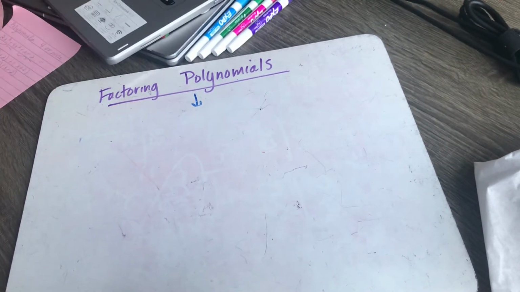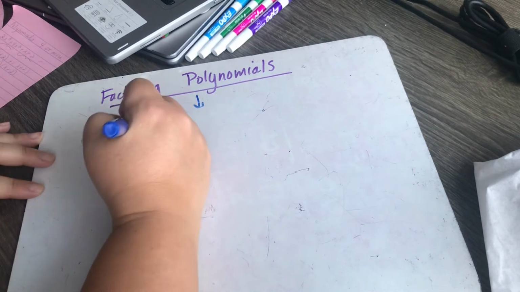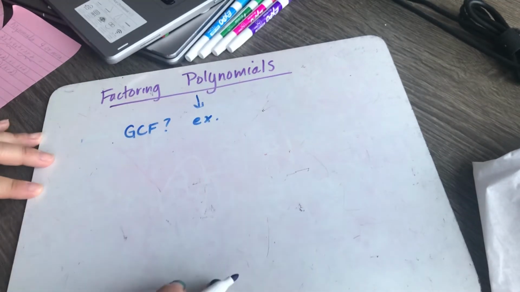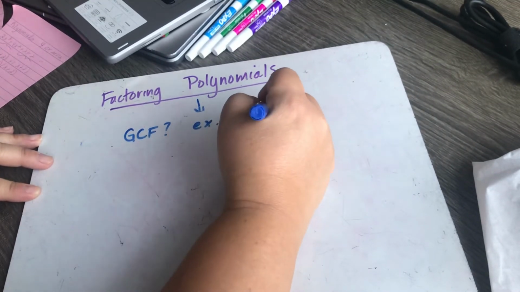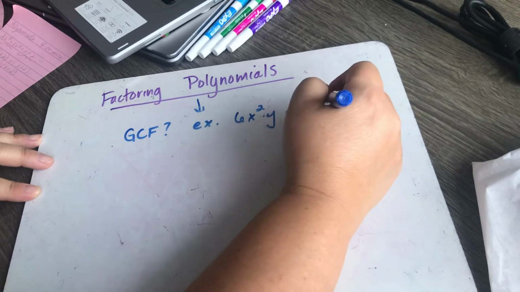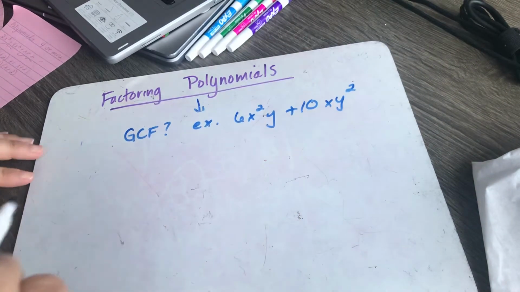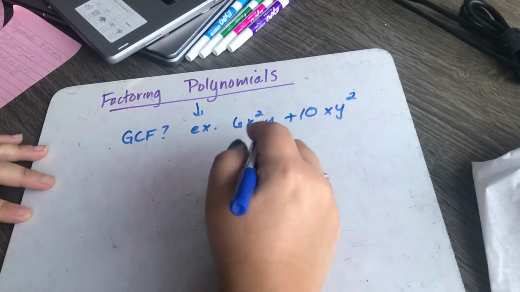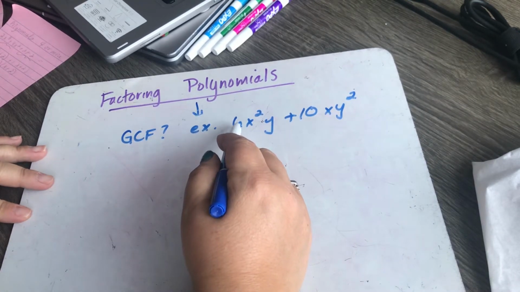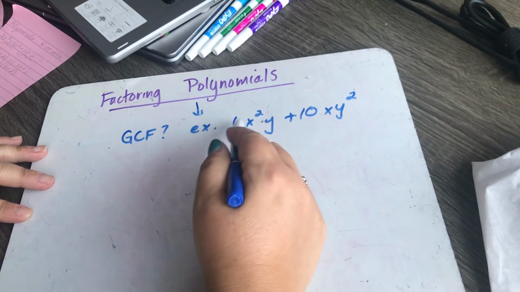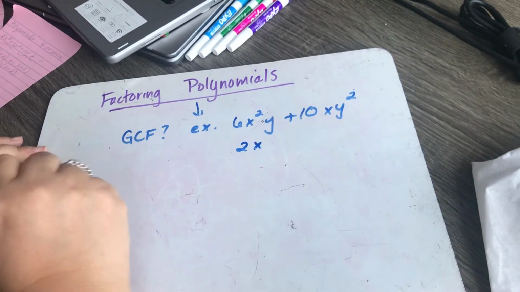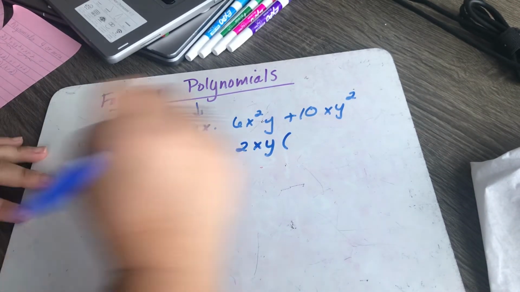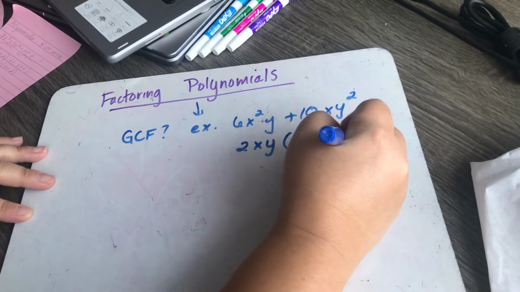So factoring polynomials. The first thing that you need to figure out is, do you have a GCF? For example, if I have 6x squared y plus 10xy squared, is there a GCF that I can pull out of there? Yes, there is. So I can pull out a common factor of a 2 and an x and a y. When I do that, I'm left with 3x plus 5y.